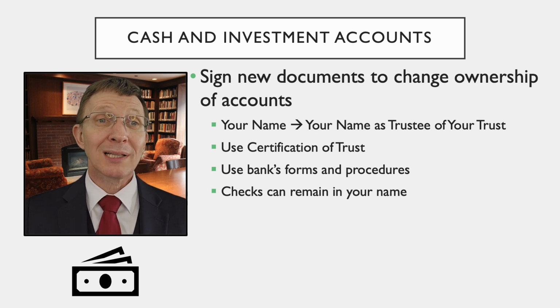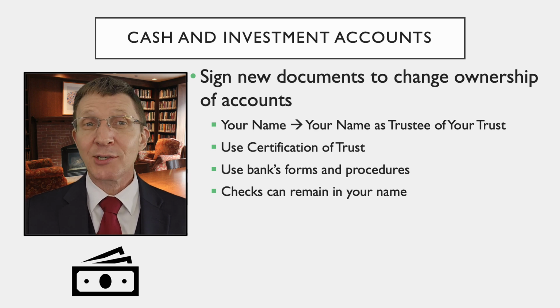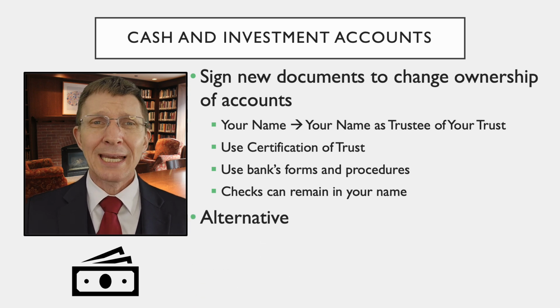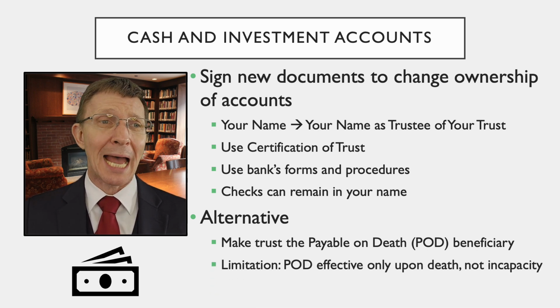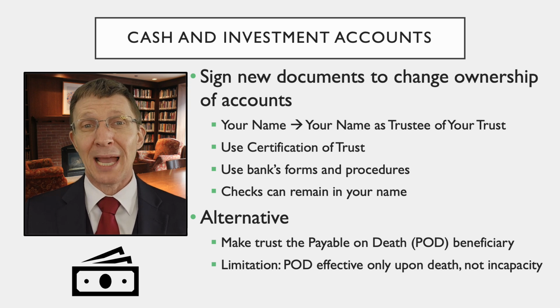If you hold publicly traded stocks and bonds that are already in brokerage or investment accounts, as with the cash accounts, contact your brokers or custodians to change the owner of the accounts to yourself as trustee of your trust. You can name your trust as the payable on death or POD beneficiary of some accounts. However, POD designations become effective only when you die. They can be a pain for those managing your finances if you become incapacitated.